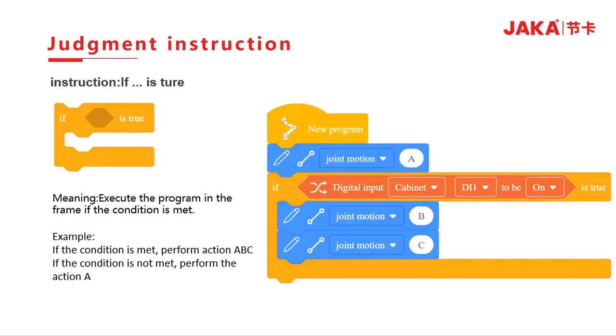Judgment instructions. If is a true command. If the condition is satisfied, the content inside the command frame is executed. As shown in the command on the right, if the condition is satisfied, the actions ABC are executed. If the condition is not established, only the action A is executed.